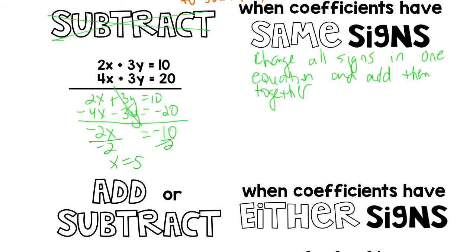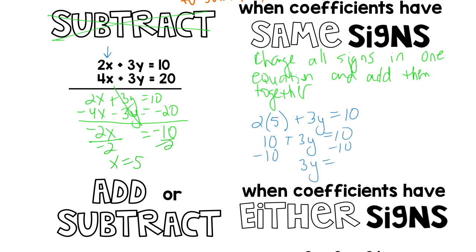Same thing as above. Now that we know what x is, we plug it back into this top equation and find y. So 2 times 5 plus 3y is 10. That's 10 plus 3y is 10. I subtract that 10 from each side, and I get 3y is 0. Divide by 3, and y is 0. So we put these together for a coordinate point, and I get (5, 0) for the solution.